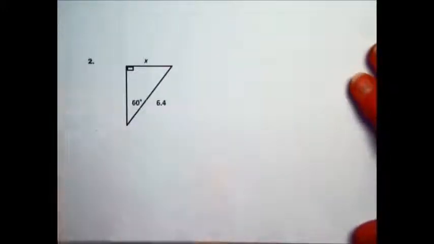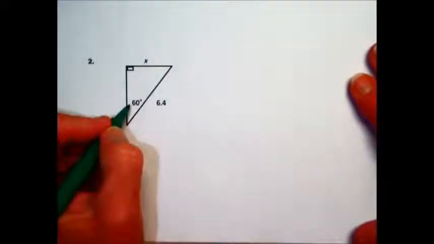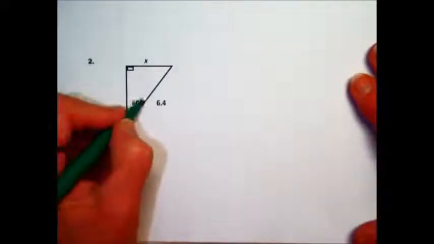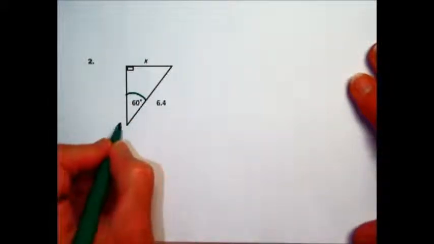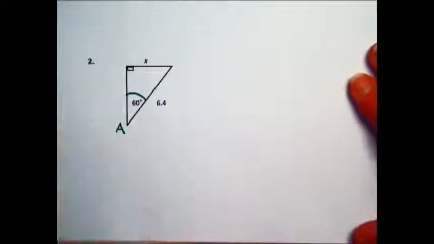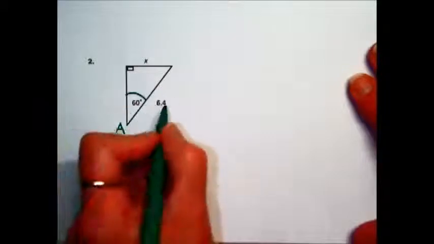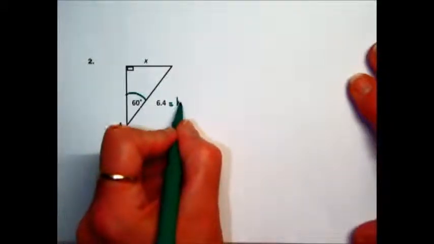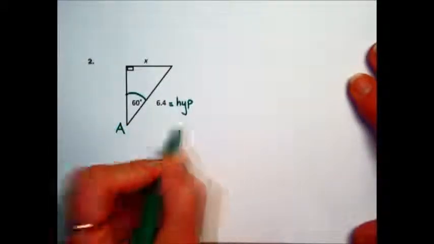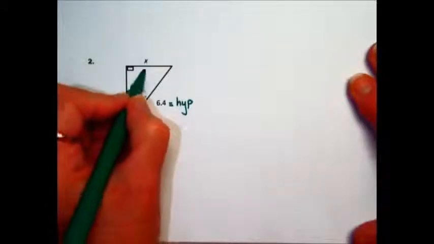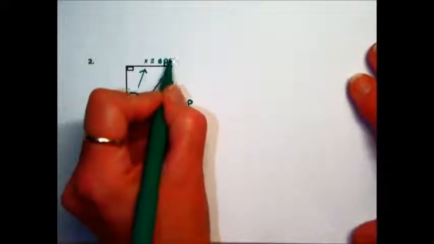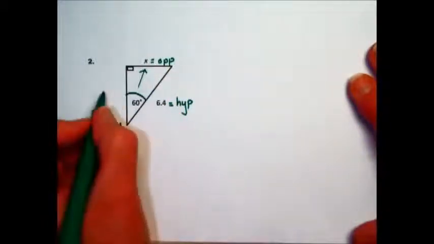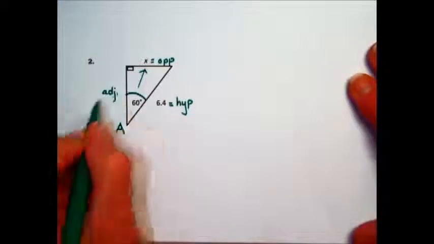Problem number 2, following the same procedure, we're going to identify the given angle measurement in this triangle as our reference angle. It will be our home base for labeling the sides of the right triangle. Always starting with the longest side, the side opposite the right angle, first. Next, we will label the opposite side from our reference angle. That's the side we're trying to determine the length of, and the third side is the adjacent side.